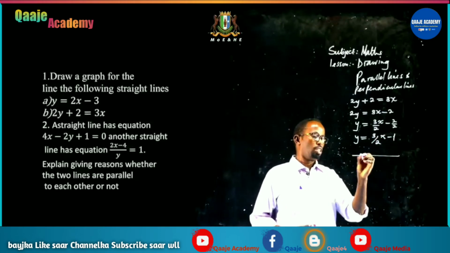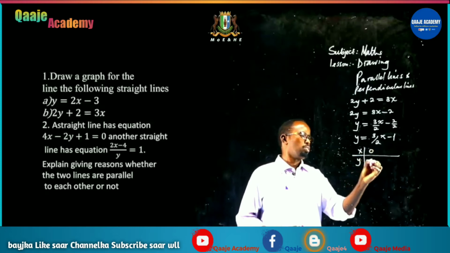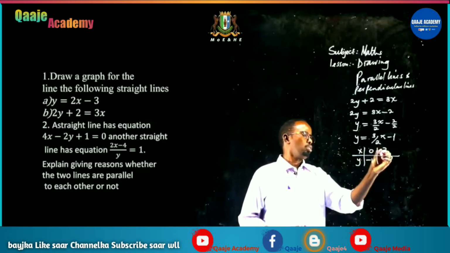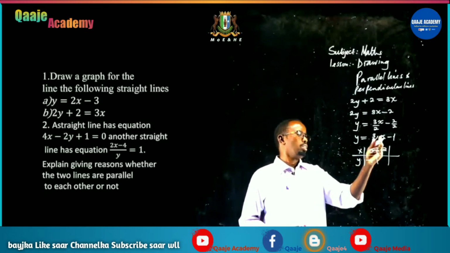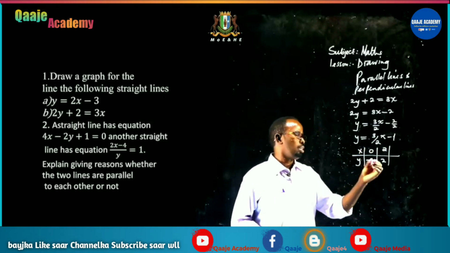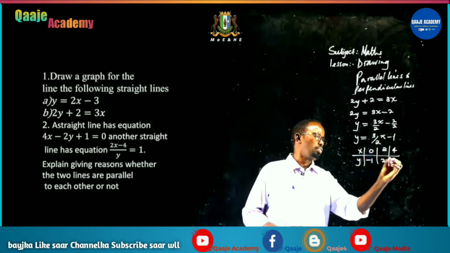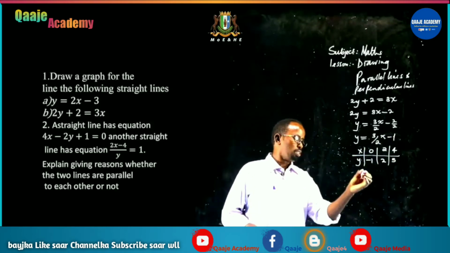So again, you draw the table of values, x and y. When x is 0, y is minus 1. When x is 2, that is 3 minus 1, which is 2. And when x is, for example, 4, that will cancel, 6 minus 1, you get 5. So these are the points.